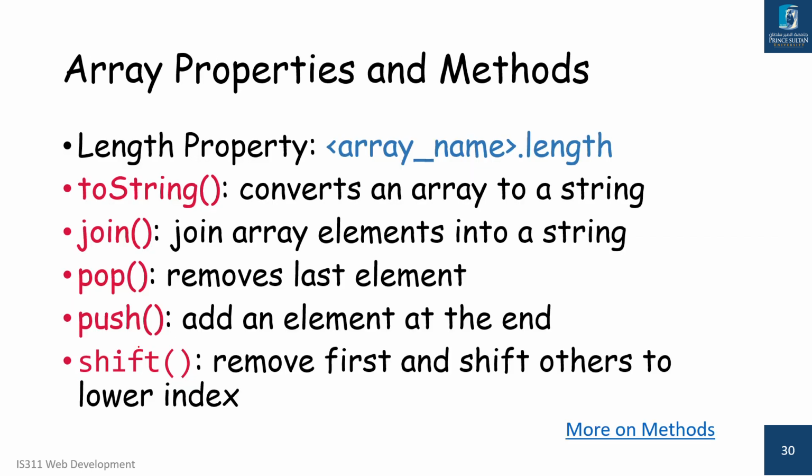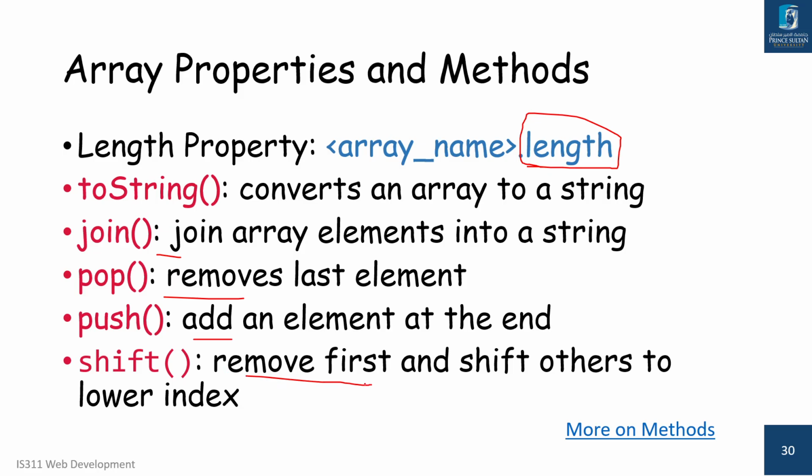Similarly, we also have the length property, which gives me the number of elements that exist in that array. Then we have toString, which converts the elements into a string type. We have join, to join elements together. Pop means we are removing the last element in the array. Push means we are adding a new element at the end of the array.